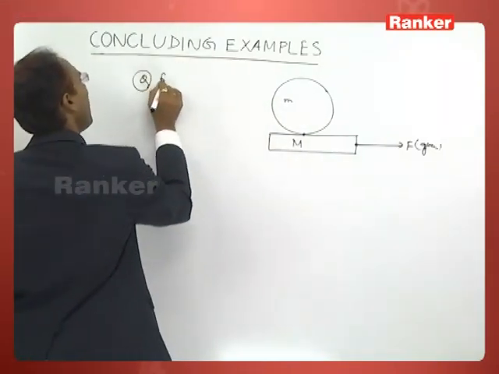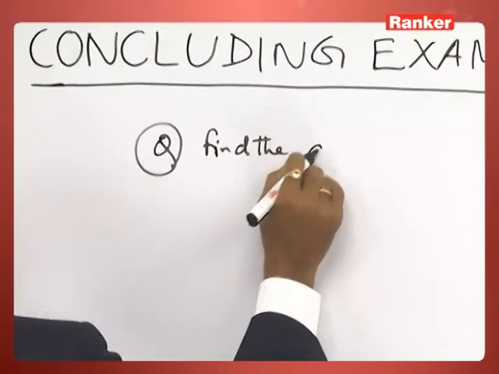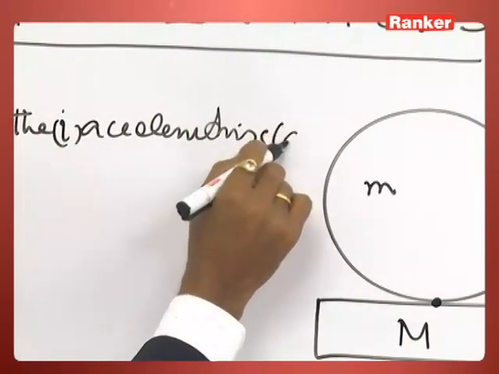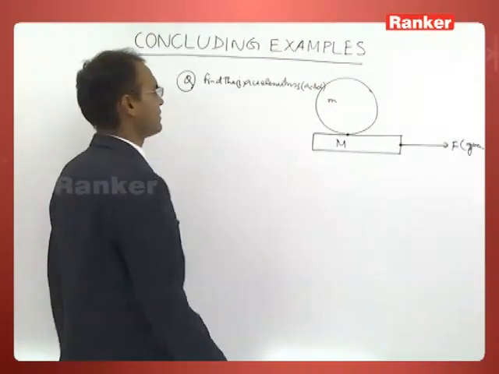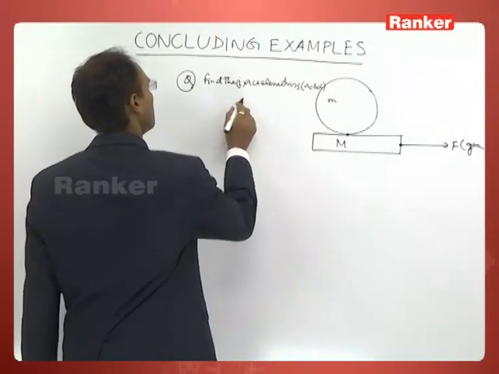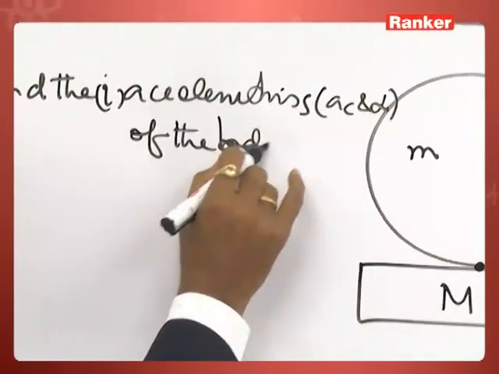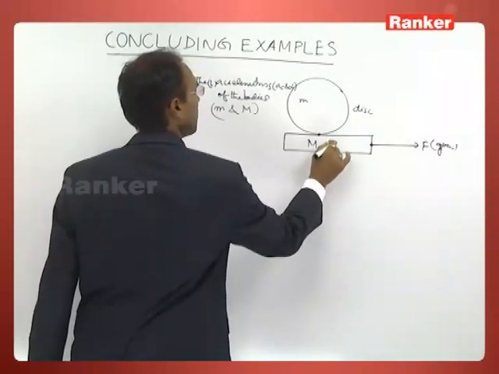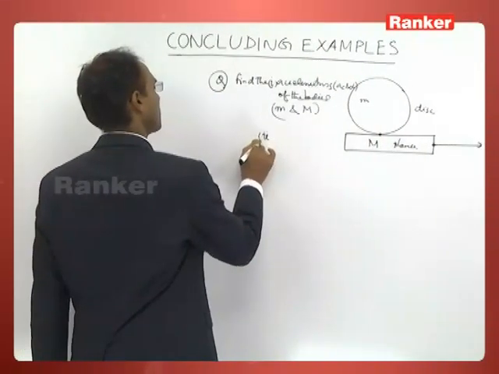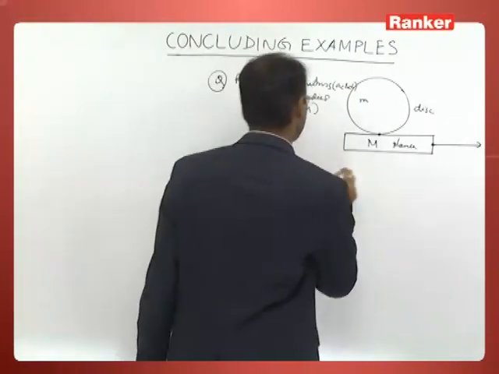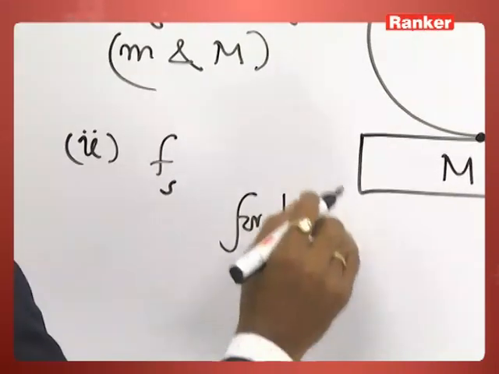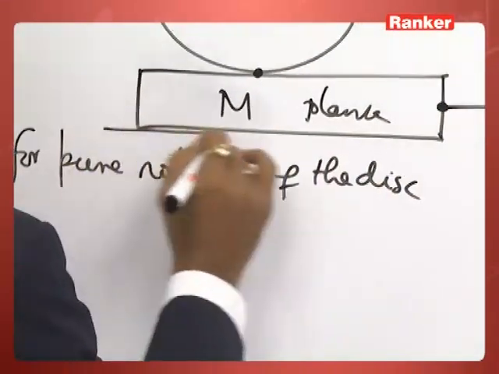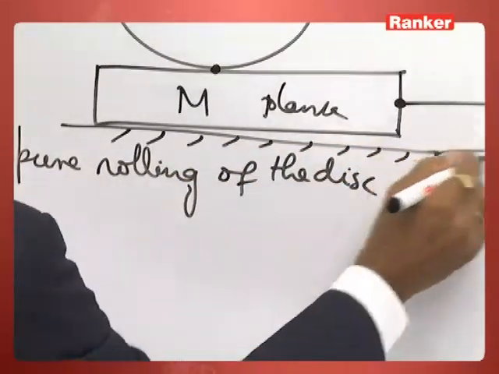The first problem: find the accelerations, both A and alpha, linear accelerations of the bodies, means both disk and plank, and the static force of friction acting if the disk rolls perfectly. Let us assume that the ground is smooth.